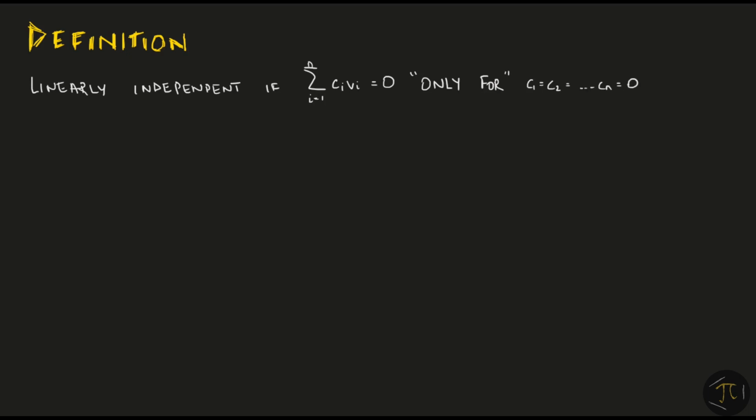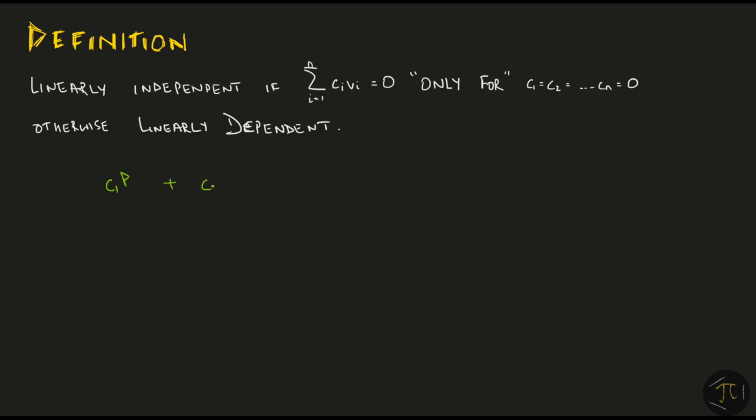And now we are ready for the formal definition. A set of vectors are linearly independent if summation ci vi is 0 only when all the c's are 0. If I find even one non-zero c for which summation ci vi equal to 0 holds, then I say that the vectors are linearly dependent.